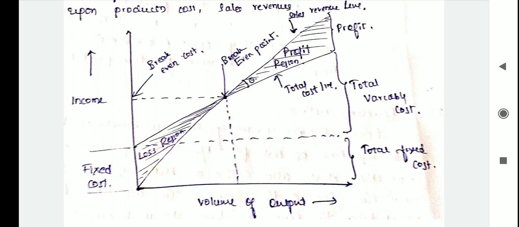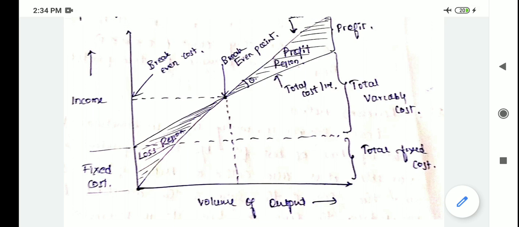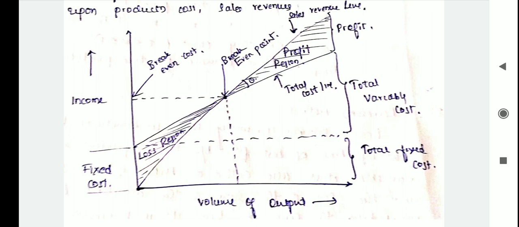First we move on to fixed cost. These costs remain fixed or constant irrespective of the volume of production. They remain the same whether the production is small, large or nil.